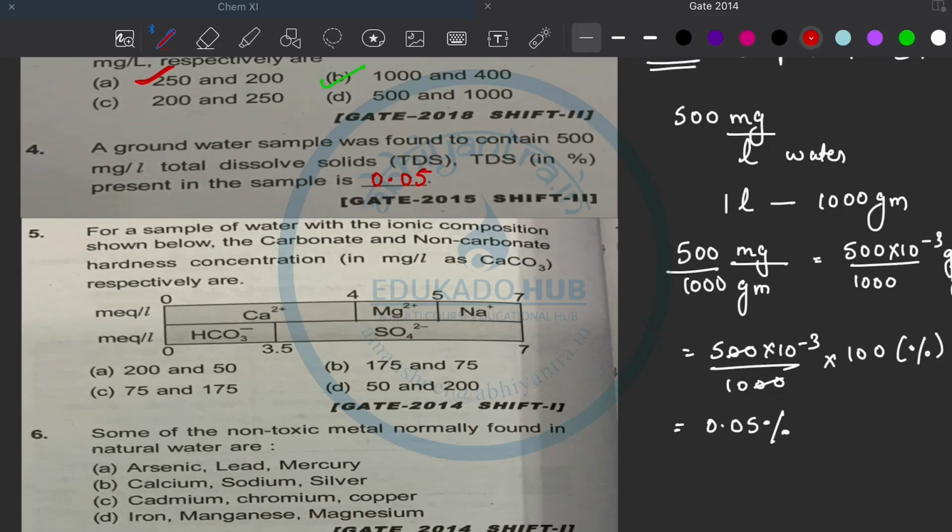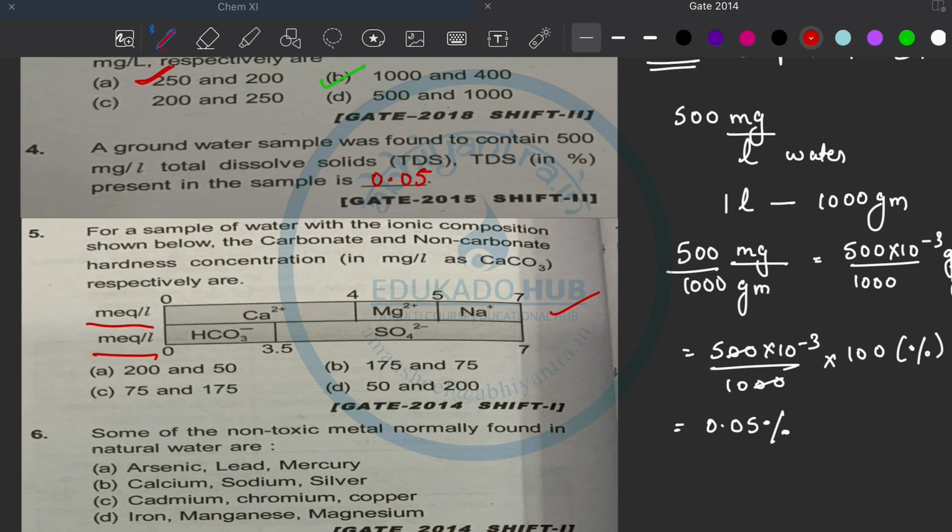So next is question number 5. For a sample of water with the ionic composition shown below, the carbonate and non-carbonate hardness concentration in milligram per liter as CaCO3 respectively are. So here the table is given. The values are in milli equivalent per liter, and I have to calculate the carbonate and non-carbonate hardness concentration.